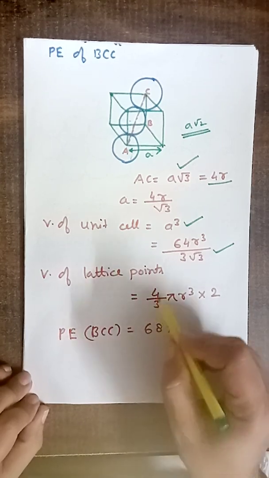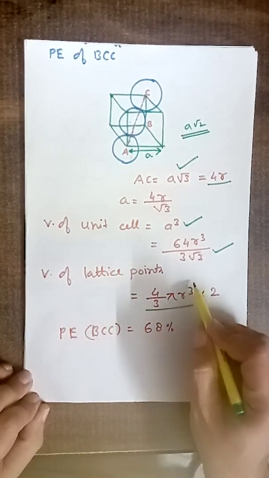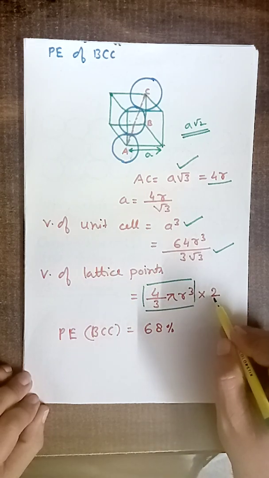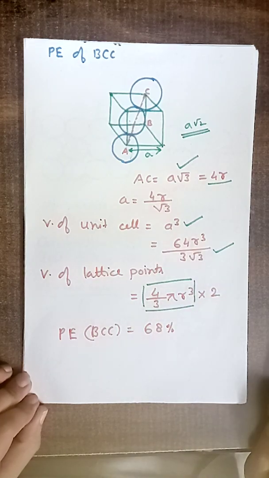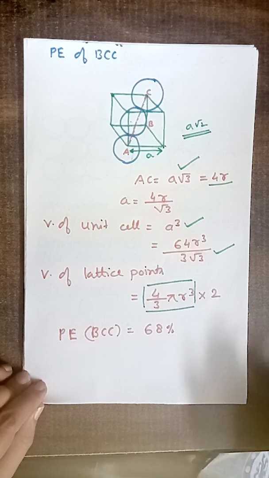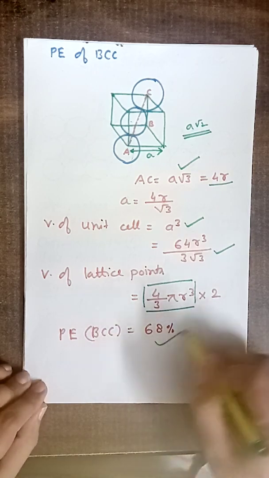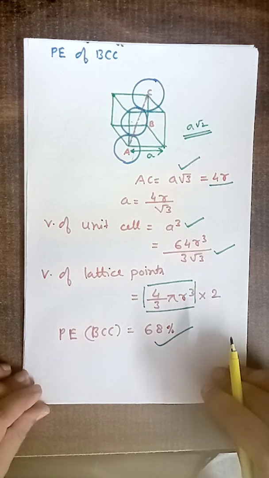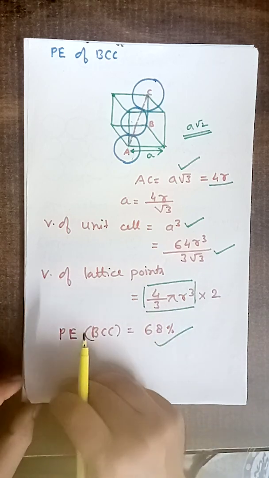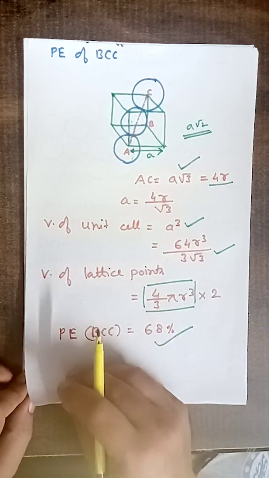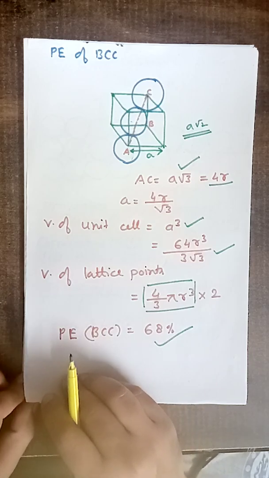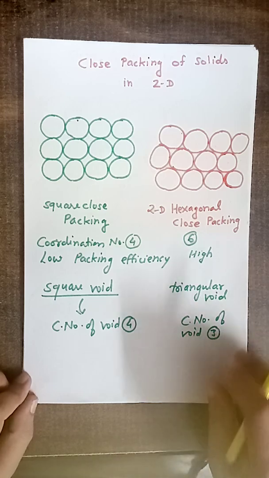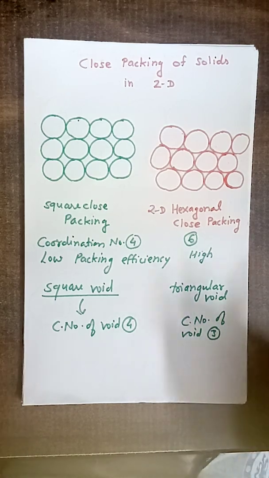Volume of lattice point is 4 by 3 pi r cube. This is the formula to calculate the volume of a sphere, multiplied by 2, as we know that the number of particles per unit cell in BCC is only 2, so its packing efficiency is 68%. So in this way you can have a simple derivation based question: derive the packing efficiency for simple, FCC and BCC unit cell.